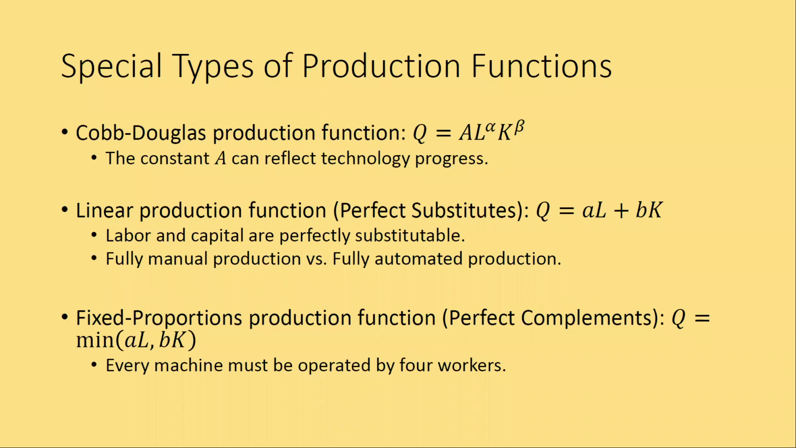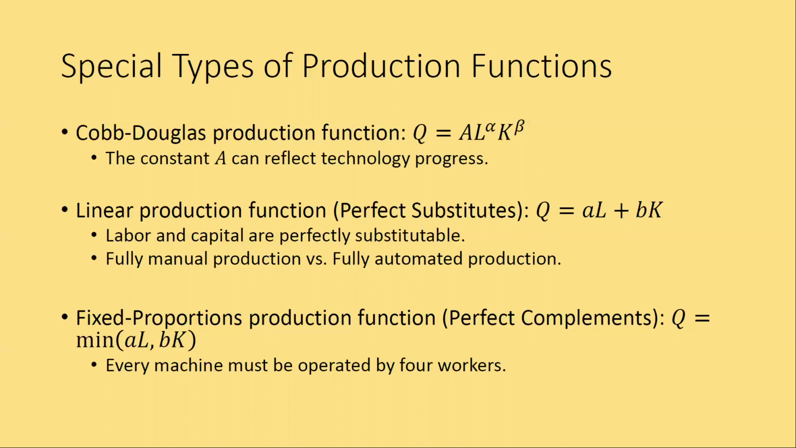We are also going to focus on 3 special types of production functions, and those are our old friends. So we have the first, the Cobb-Douglas production function. And its general form is Q equals A times L to the power of alpha times K to the power of beta. And note that when we were talking about consumer theory, we didn't have the constant A in front of our utility function, or the Cobb-Douglas utility function.